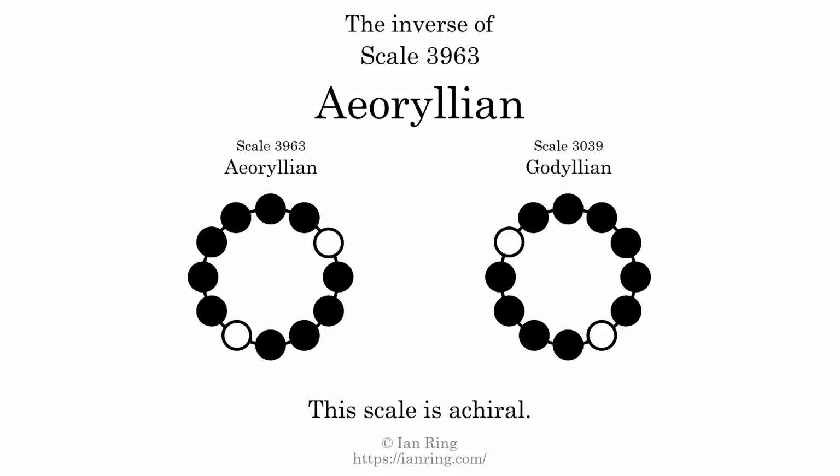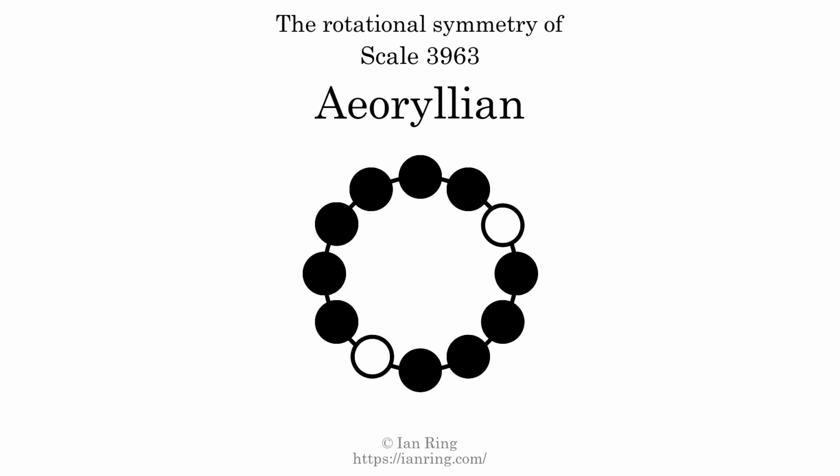The inverse of a scale is a mirror image. It is what you get when the sequence of intervals is reversed. The inverse of this scale is scale 3039, also known as Gödelian. This scale is achiral, since it can transform into its own reflection by a rotational transformation. This scale has no rotational symmetry.